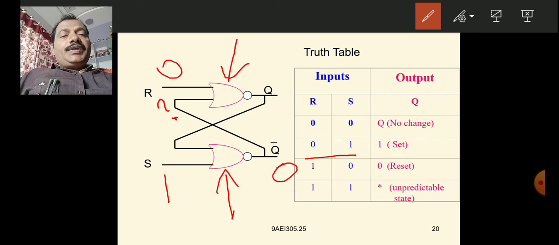This 0 is fed back here. Now it is 0 0. Output is 1. So that means whenever R equals 0, S equals 1, Q equals 1. That means set. The latch is set to 1 because S equals 1.